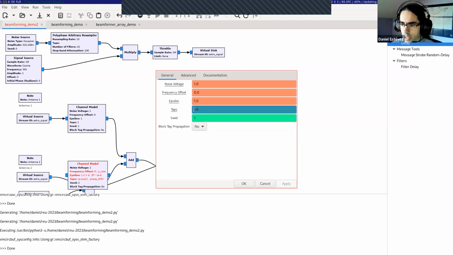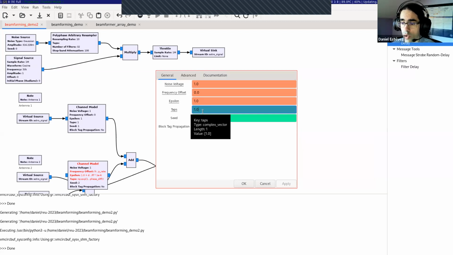The taps here are used if we want to simulate multipath. So multipath means when the signal bounces off several objects in its way to the receiver, and then it arrives. So one part of the signal arrives to the receiver at some point. Another part of the signal has gone through a different path, bouncing off another object, and then arrives later to the receiver, and then another path, and so on.